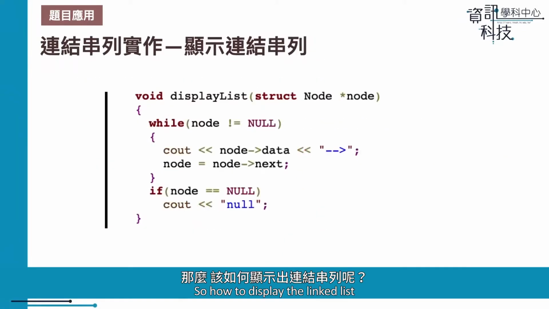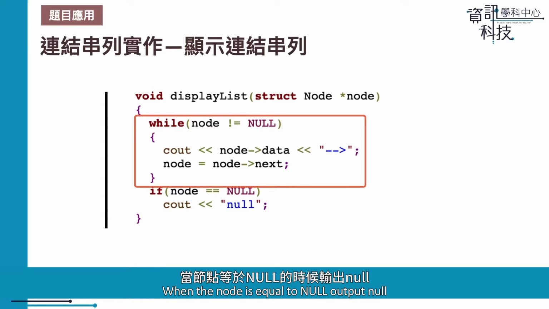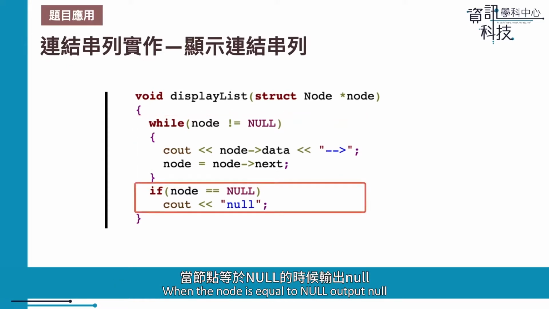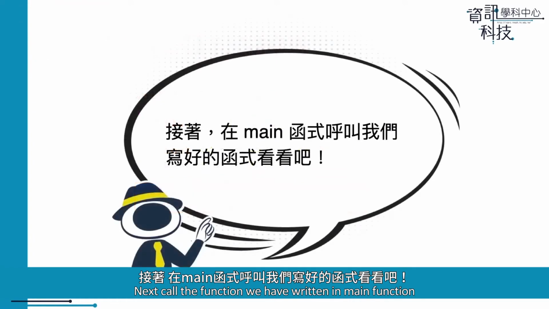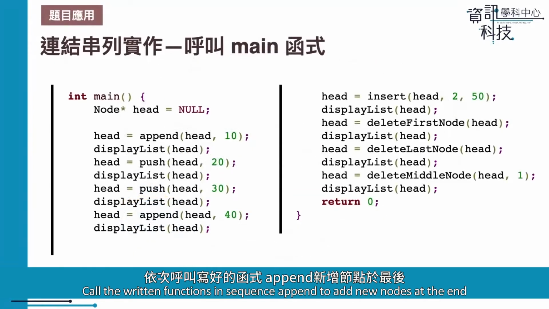So, how to display the linked list? This while loop would traverse all nodes and display the value of each node. When the node is equal to null, output null. Next, call the function we have written in the main function. Call the written functions in sequence.